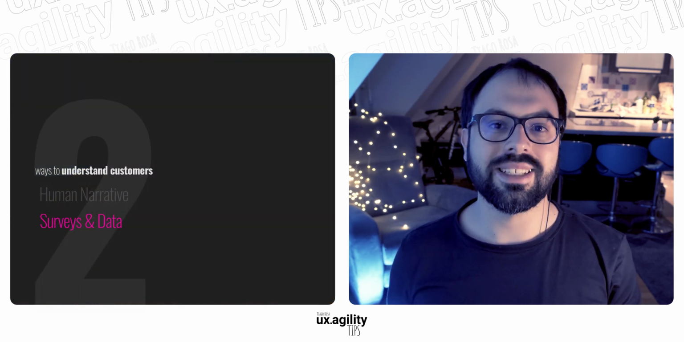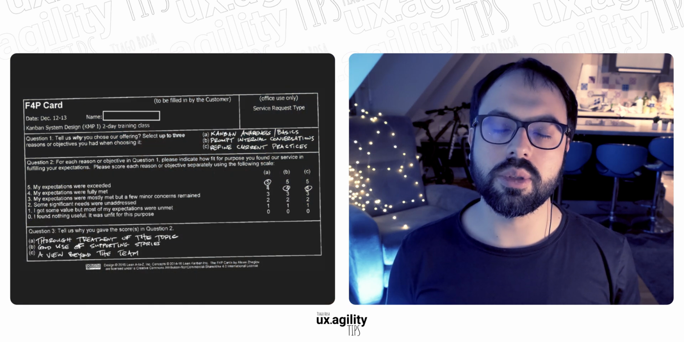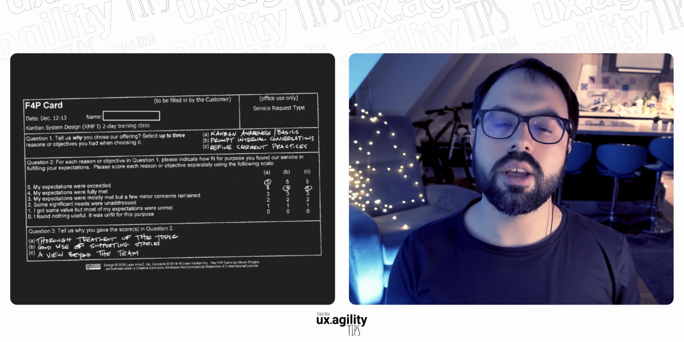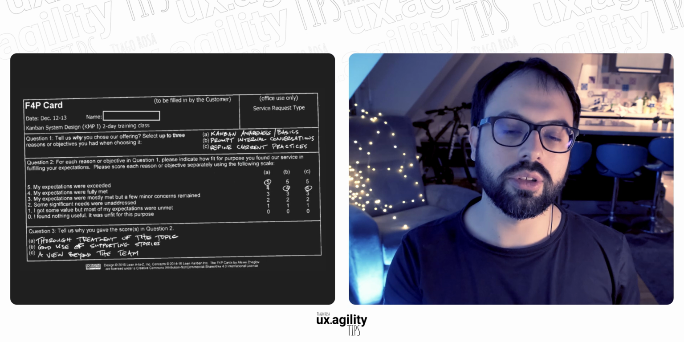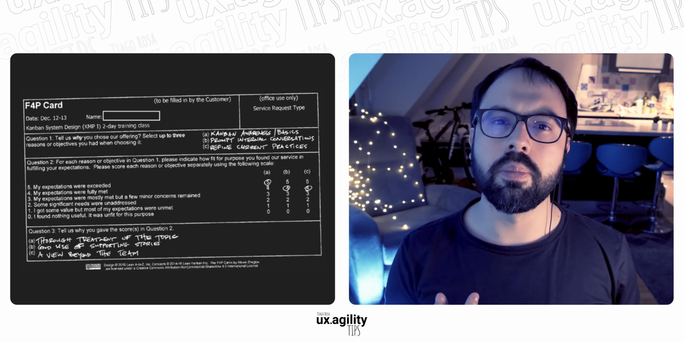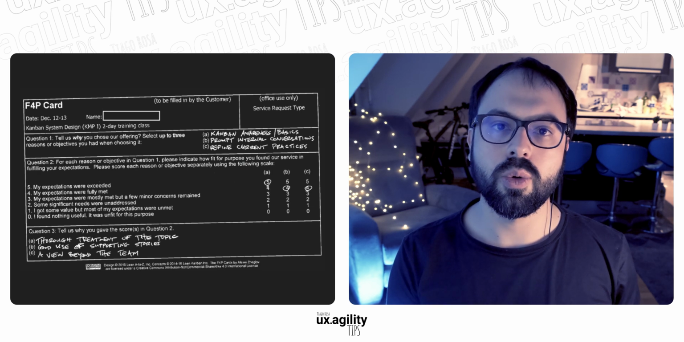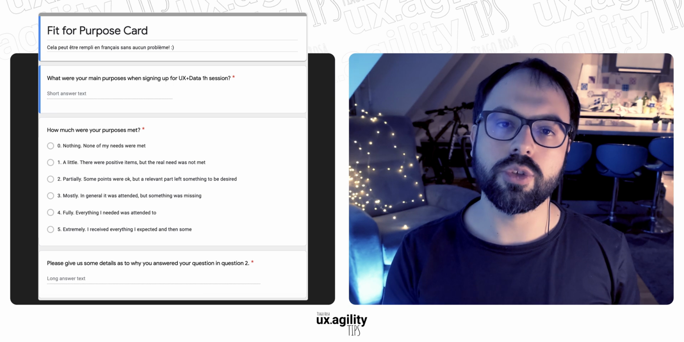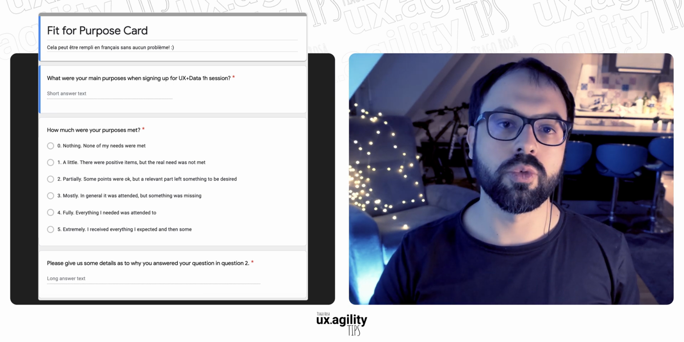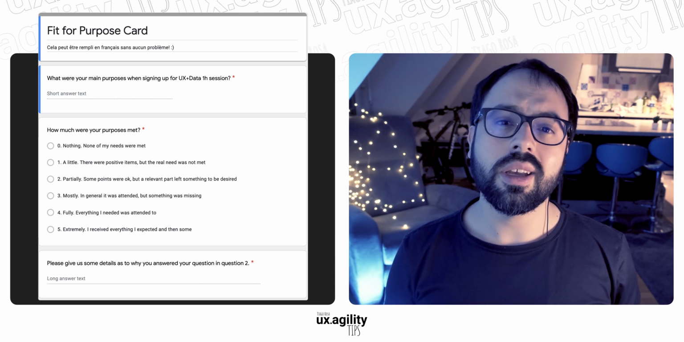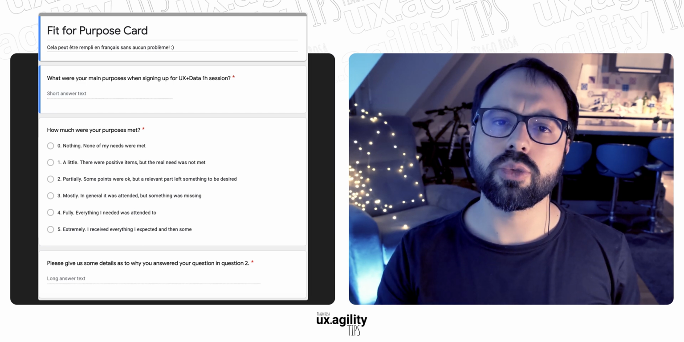The fit for purpose card is like a form, a survey, a specific format of survey that you can ask your customer why they choose your product or service. With this survey, you are going to find the purpose of your customers, why they are choosing you, and how much they are satisfied with your service. So from 0 to 5 is the scale, and also why they are putting like 3 or 5.